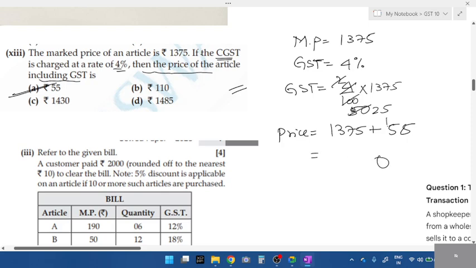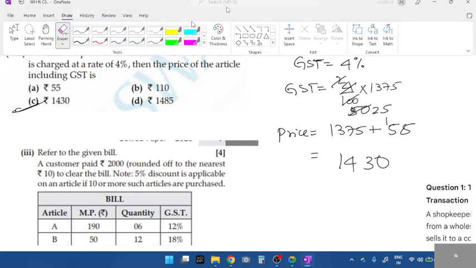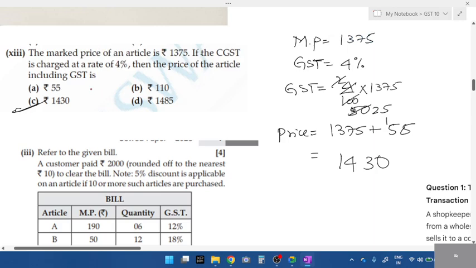What's the answer? Very good. 1430. Option C is the answer, not A. Option C. Because last time when I conducted all this test, students used to do this mistake. They used to mark 55 GST amount. It is not 55. Read the question properly. Find the price of the article including. This is the important word. Including GST, it is 1340.